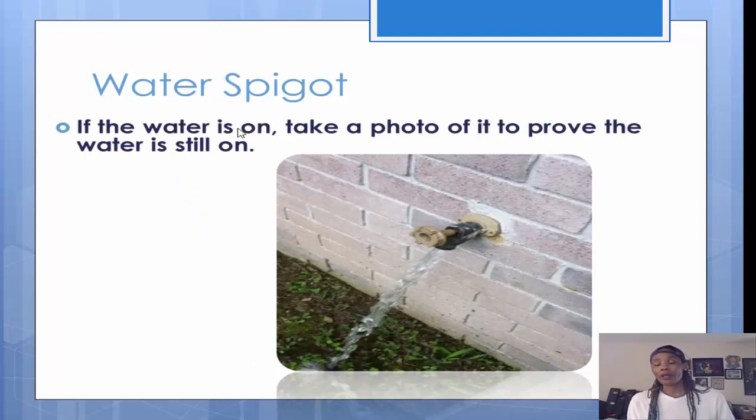Now, the water spigot again. How do you document proof that the water is still on? Well, you basically take a photo, you turn the water on, and you take a photo just like you see in this picture. You see the water pouring out. It's strong water flow, and it's pouring out of the spigot, so it's obvious to me that that water is still on. That spigot had been turned on for just a few seconds, because usually when a water spigot is turned off, guess what? You're just getting whatever's residual in there.